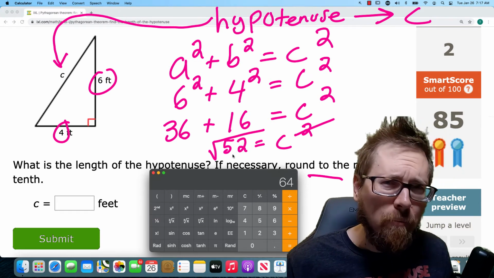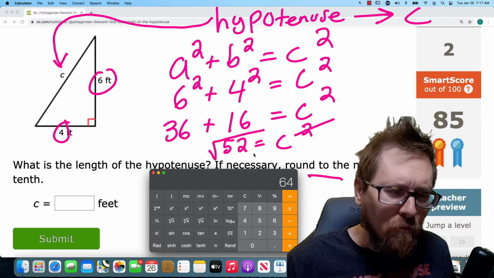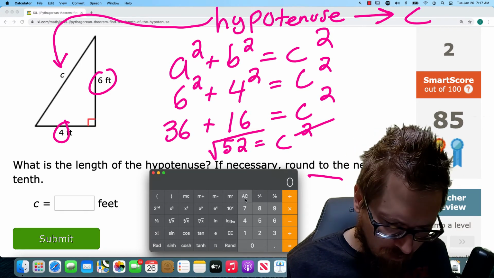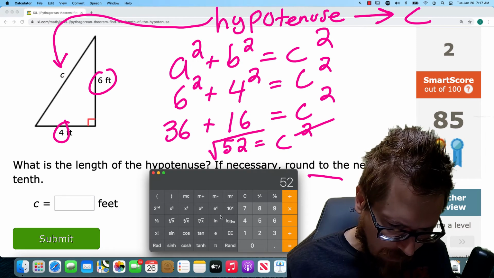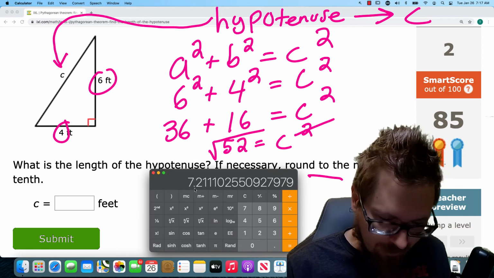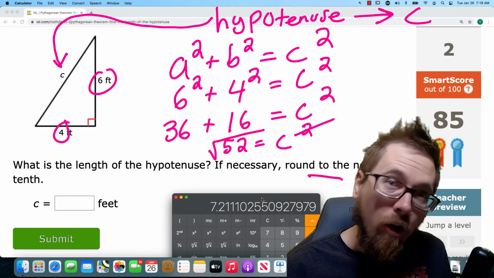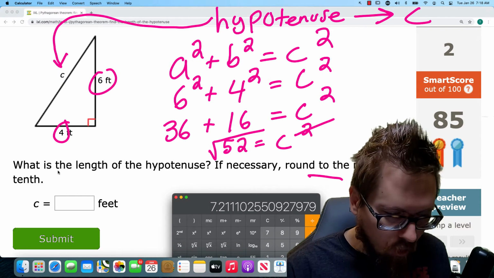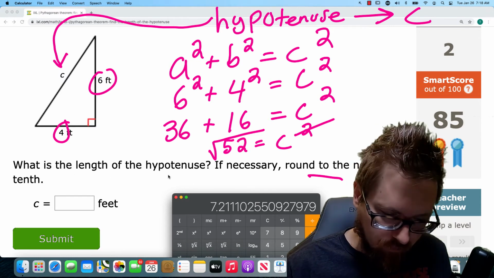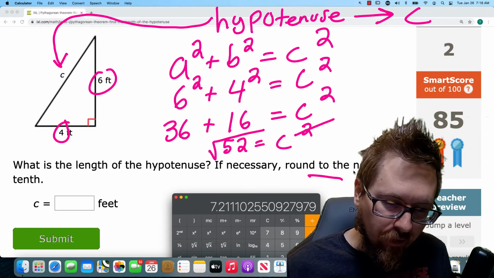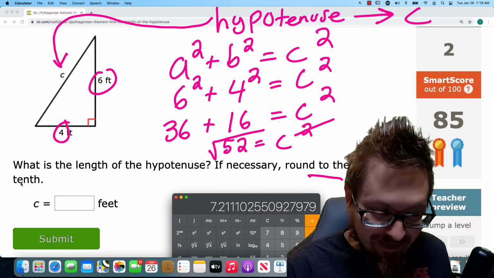It's not even technically possible to get a decimal, but we can get close. So what you want to do is type in your 52 and then type in your square root sign. Whoa, I get 7.2111. So if you look at the directions, always important to read the directions. What is the length of the hypotenuse? If necessary, round to the nearest tenth.